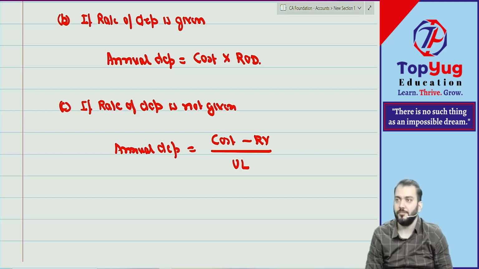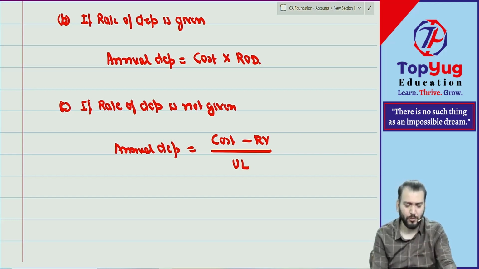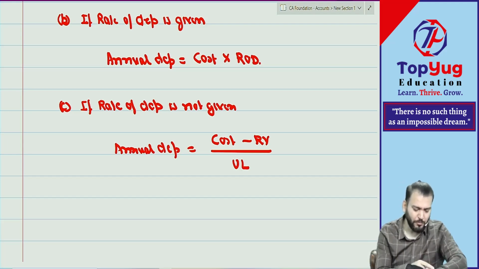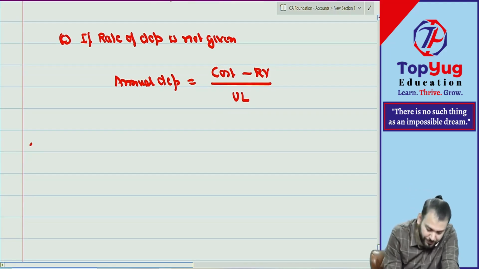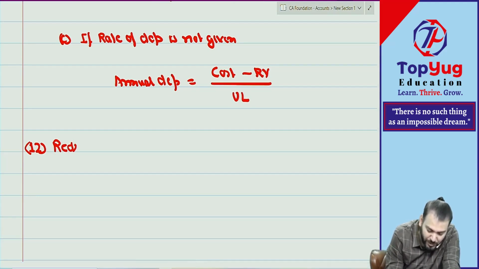Have you understood? Any doubt? No doubt. Simple. Formula is very simple. SLM is super easy. We'll take more questions, but let us do some more methods. Correct? Point number 12. Reducing balance method.